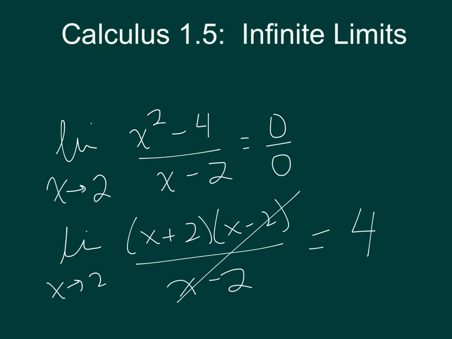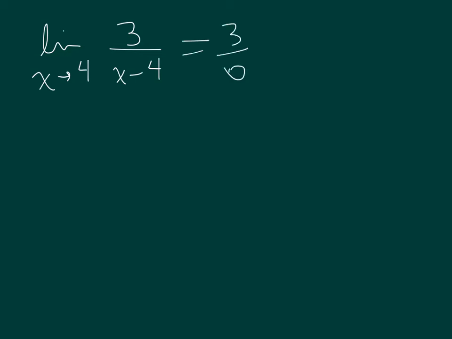Now most often we're going to get infinite limits when, instead of 0 over 0, we get some number over 0. So let's say I want to find the limit as x approaches 4 of a function like this, 3 over x minus 4. Now if I do my direct substitution, I'm going to get 3 over 0. Still undefined.